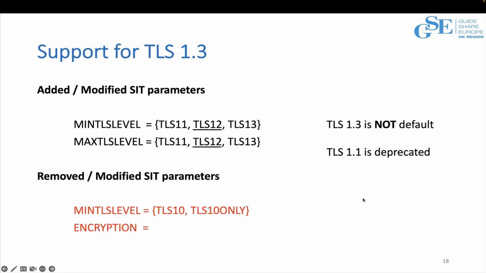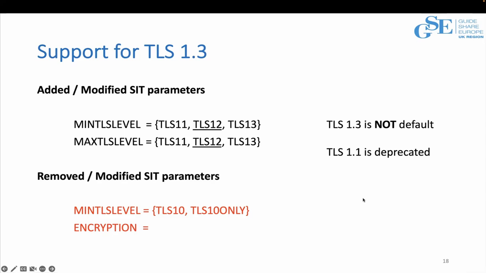So as I said, we've had to make lots of external changes within CICS to support TLS 1.3. In terms of the SIP parameters, we've actually removed encryption, which was a SIP parameter in 5.6, and we've changed how min TLS level works as well. So the only 2 SIP parameters which really need to be looked at for TLS configuration are the minimum and maximum. Our minimum, as is in the word, specifies the minimum TLS level that we support in that CICS system. And the maximum is, again, the maximum.